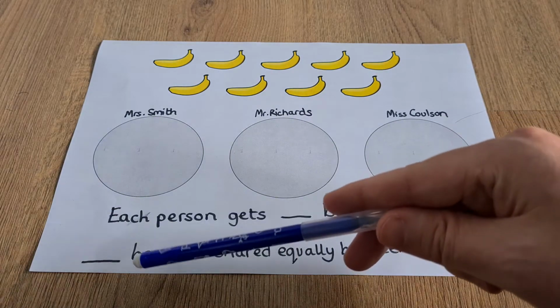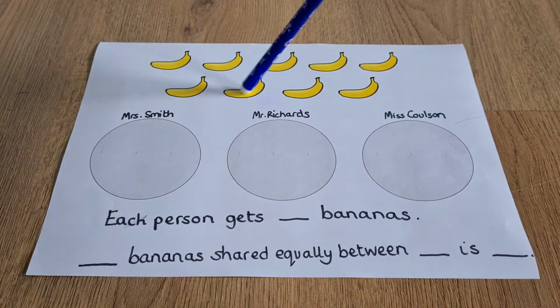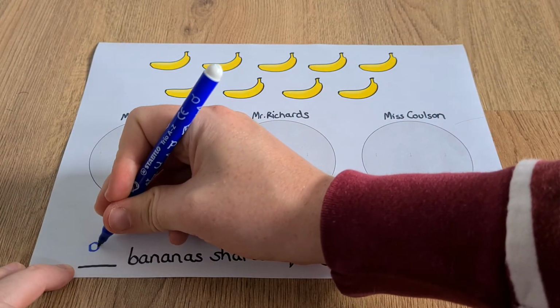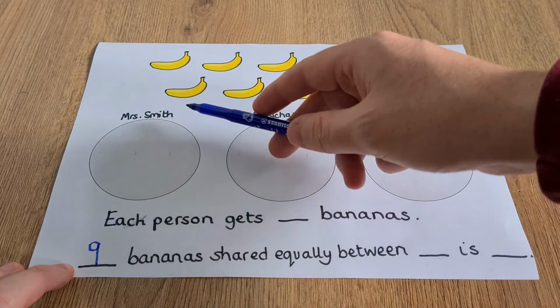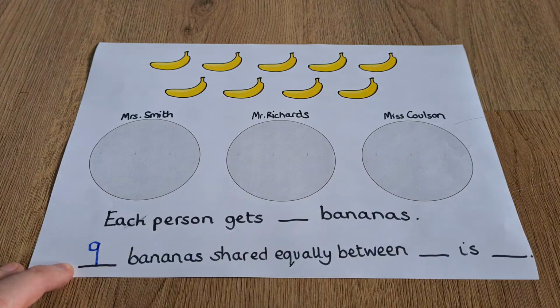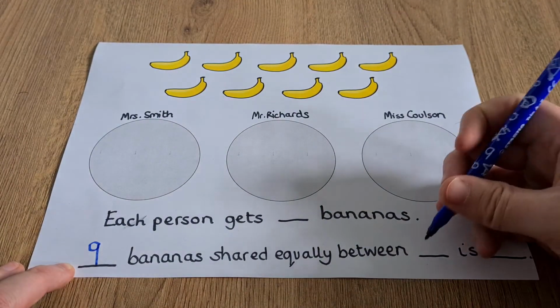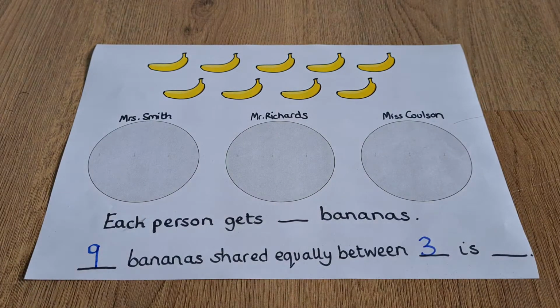So I can count my bananas. 1, 2, 3, 4, 5, 6, 7, 8, 9. So I've got 9 bananas. And I'm going to share them equally between Mrs. Smith, myself, and Miss Coulson. So that's 3. 1, 2, 3. So 9 bananas shared equally between 3 is, I don't know the answer yet.